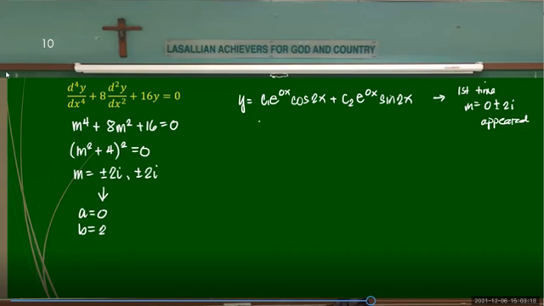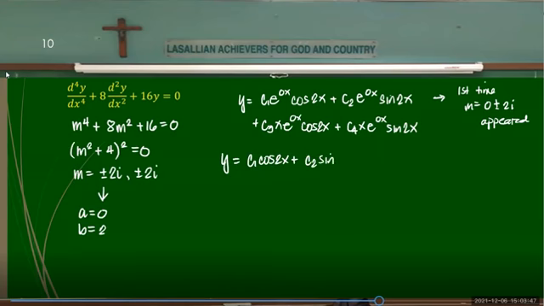What about the second time it appeared? It has to be C3, but with an x. E to the 0x cosine 2x plus C4x e to the 0x sine 2x. So let's fix this. So I can say C1 cosine 2x plus C2 sine 2x plus C3x cosine 2x plus C4x sine of 2x.